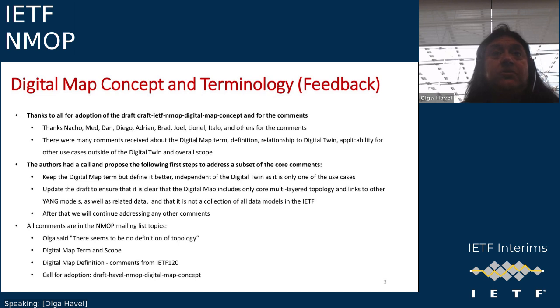So first, although there were some comments proposing a different term than digital map, we couldn't agree on anything. So we are proposing to keep the digital map, but define it better and define it independent of the digital twin, because it's only one of the use cases. To update the draft to ensure that it's very clear that the digital map includes only core multi-layer topology and links to other YANG modules and data as well, because the problem was that there was misunderstanding and the document was not clear about the overall scope and what models are in, what models are out.